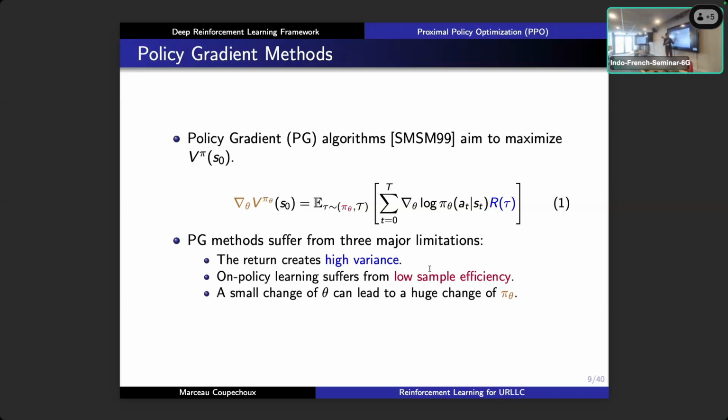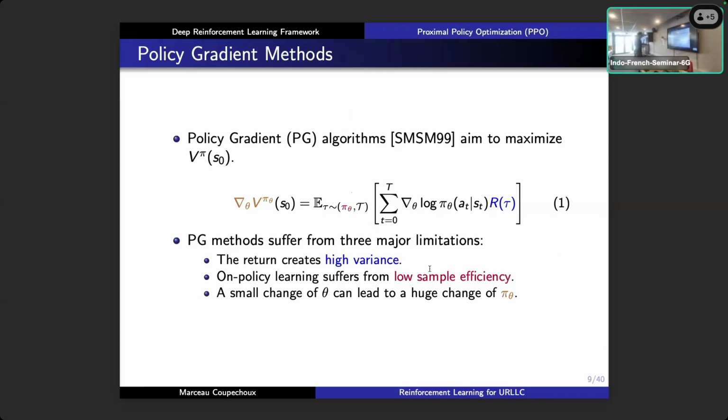So what is a trajectory? It's a sequence of states, according to the transition of the environment T and the policy you are following, pi theta. So you follow this policy, and along this policy you have a nice expression of the gradient of this function, and so with gradient ascent you may try to find a local optimum of the value function.